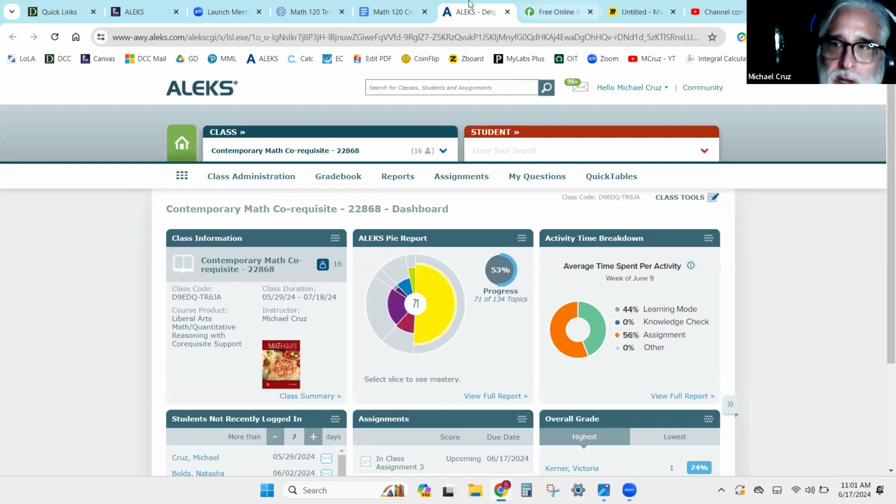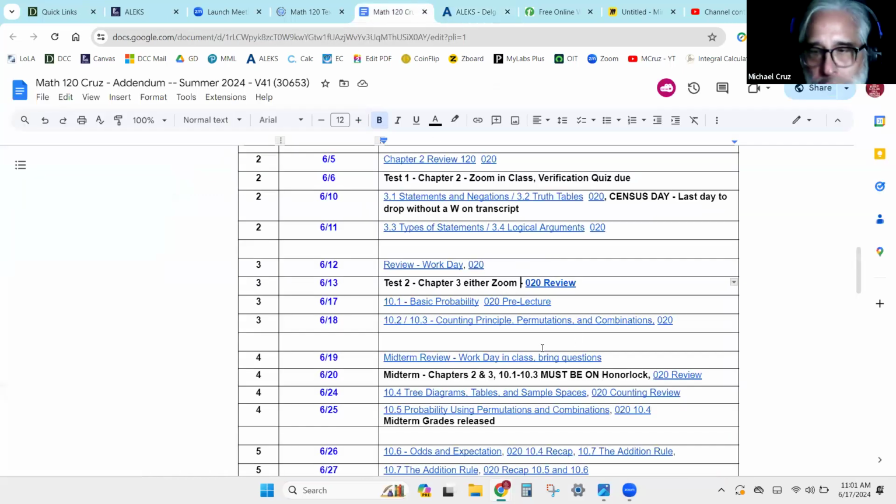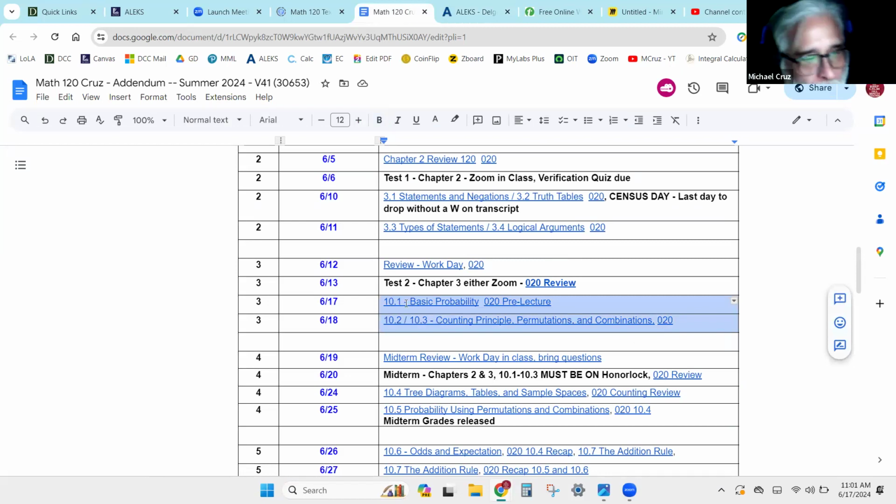So just to show you the plan for the week, we've got three sections we're going to cover. We could probably cover them all in one class. It's not really that much, so I'm going to string it out a bit.